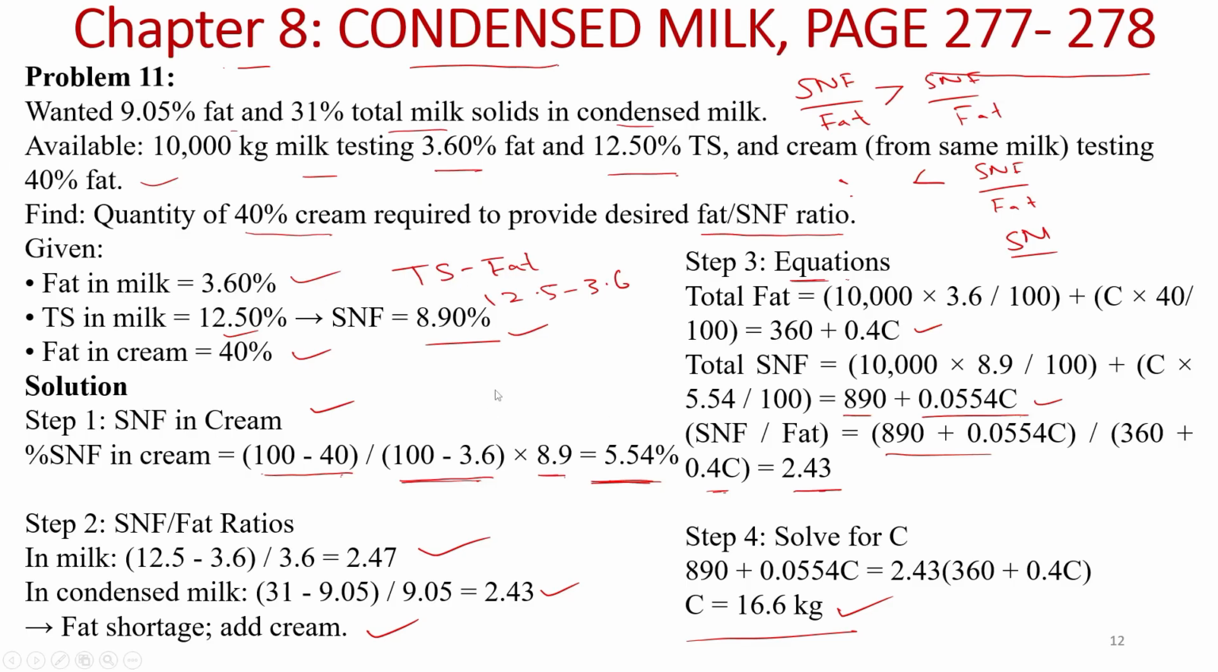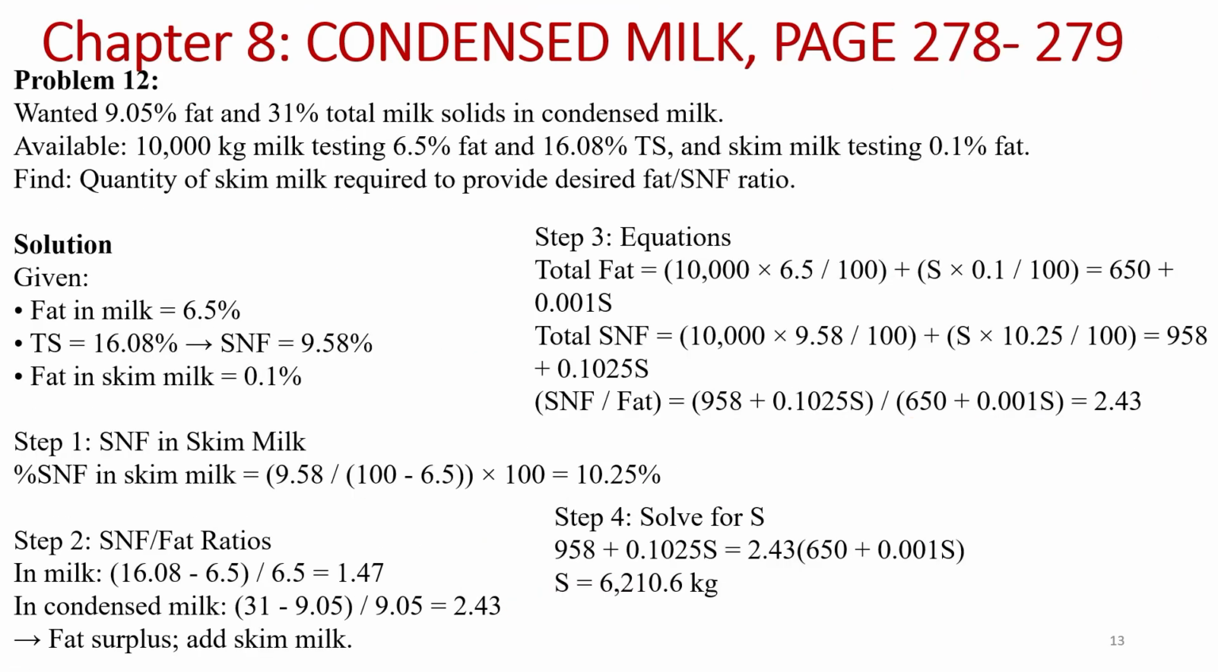So here cream addition is required when there is a fat shortage, and another numerical is on when fat is in surplus, so we will have to add skim milk. This is the second numerical. Again here we want 9.05% fat and 31% total milk solids in condensed milk. We are given 10,000 kg milk testing 6.5% fat and 16.08% TS, and skim milk testing 0.1% fat, and we have to calculate the skim milk required to provide the desired SNF to fat ratio. Now fat in milk is 6.5%, TS 16.08, so SNF will be 16.08 minus 6.5, that is equal to 9.58. Fat in skim milk is given as 0.1%.